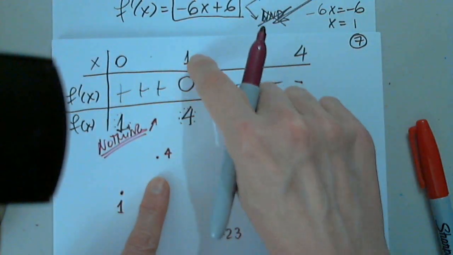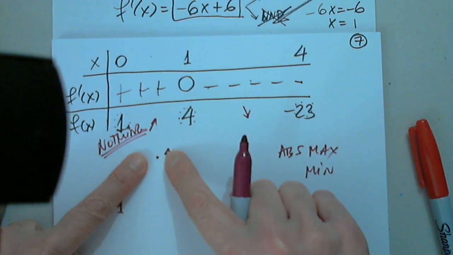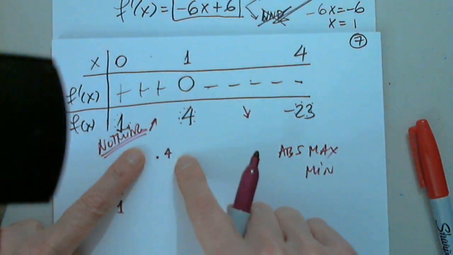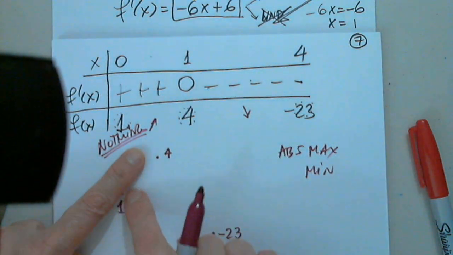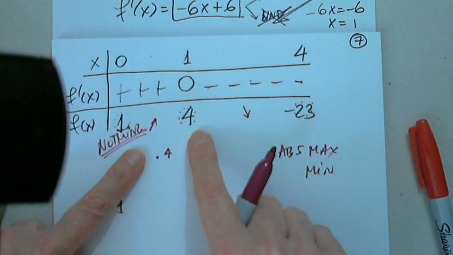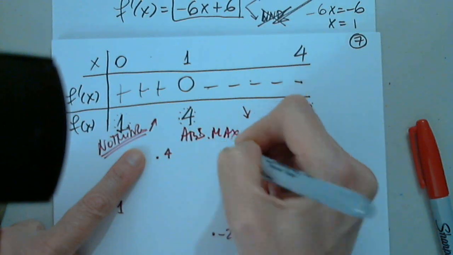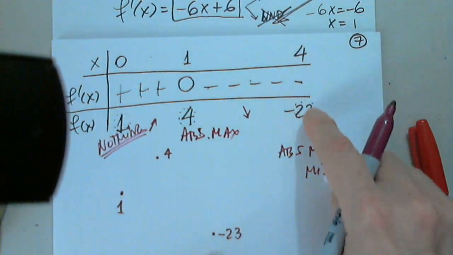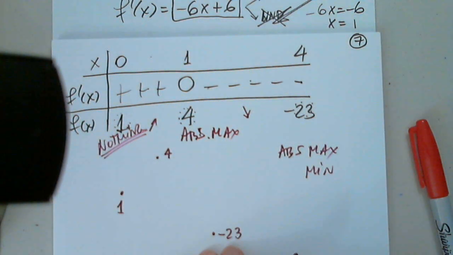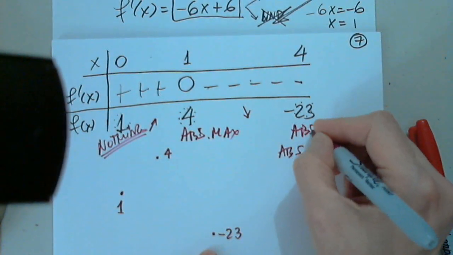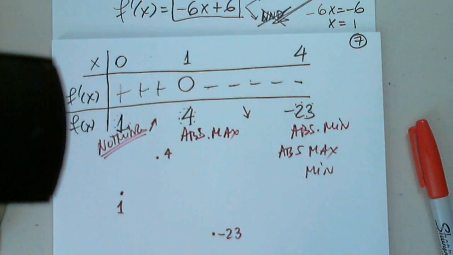What type of point is (1, 4)? Up, down. Absolute max. What type of point is (4, -23)? Absolute min. That's it.